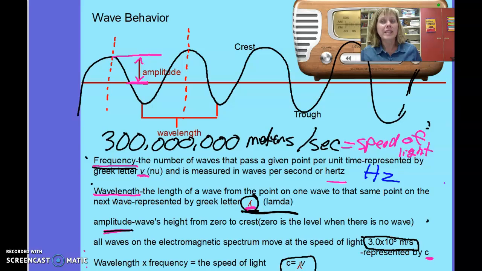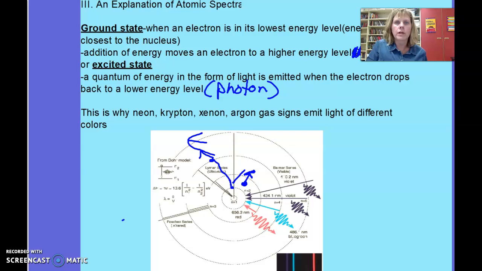I also have a second little word bank that goes through the terminology for calculating waves. So wavelength, amplitude, and frequency. So the definition of what those are. And then I've also added into that word bank the word ground state. So you should understand that's what ground state is.